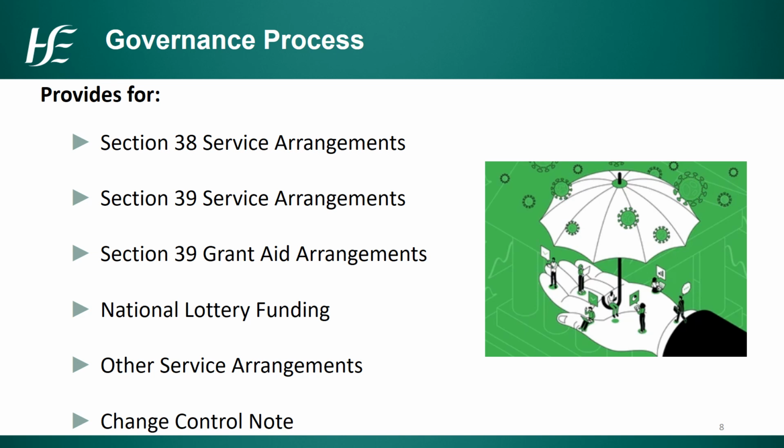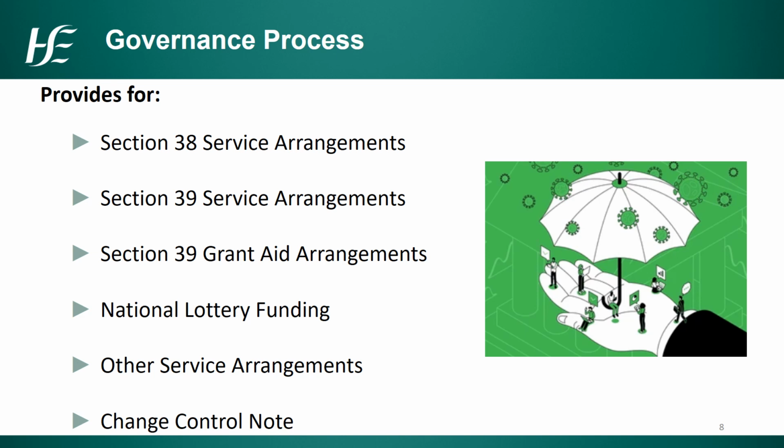For Section 39 grant aid arrangements, all non-acute voluntary agencies in receipt of funding less than €250,000 pursuant to Section 39 of the Health Act 2004, all grant aid agreements are generated through the Service Provider Governance System. National Lottery funding is the exception to this general rule, with the governance requirements and grant aid agreement being managed at application stage. For other service arrangements, agencies in the commercial for-profit sector, regardless of funding level, and all out-of-state arrangements with agencies regardless of their voluntary status.